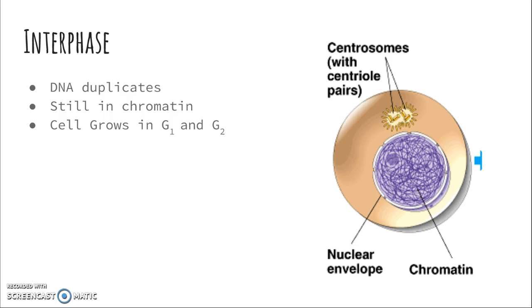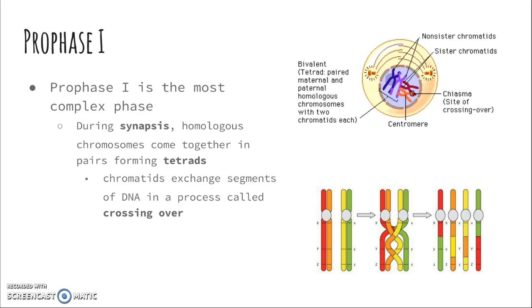So interphase is going to be exactly the same as it was in mitosis with the cell cycle. The DNA is going to duplicate. We're still going to start with chromatin. The nuclear envelope is still going to be intact. We're going to use centrioles still. And the cell is going to grow in G1 and G2.